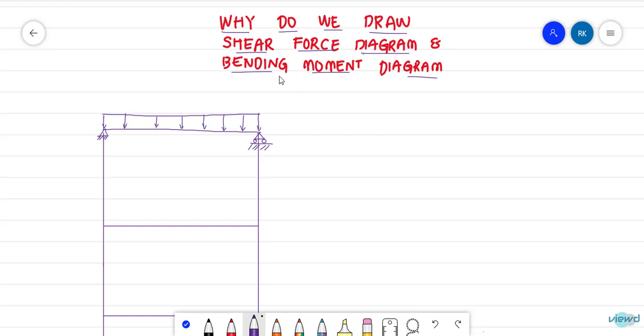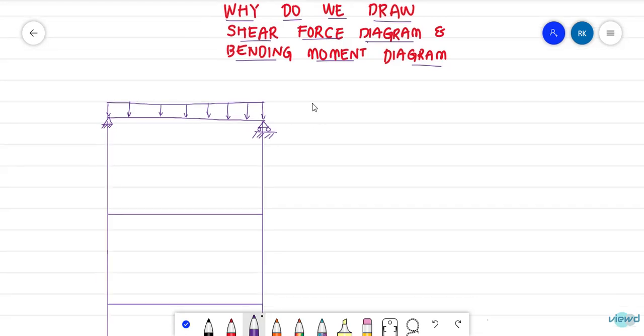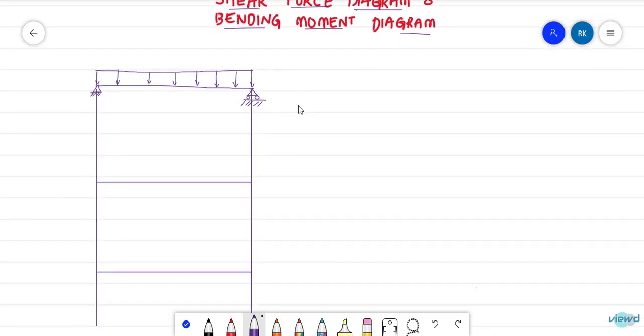The best way to understand any concept is to take an example and study it. So I am taking this example. There is a UDL of W Newton per meter and the length of the simply supported beam is L. If I draw the shear force diagram and bending moment diagram for this, it will look like this.